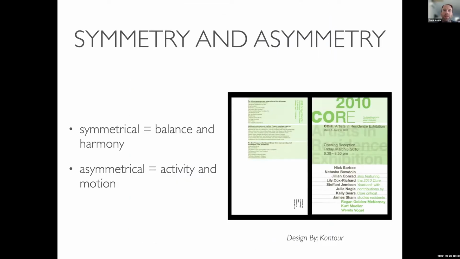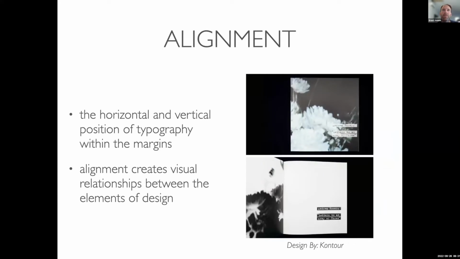Symmetry and asymmetry. Do we have a balance page to page? This works more in a book format. Or is it asymmetrical? Is there the chaos or the activity or the motion on one page that might invite us to be more interested in it? So alignment. This is the horizontal and vertical position of the typography within the margins on the page. And the alignment helps to create those visual relationships between the content that's on the page. Maybe it's all text, maybe it's text and images. How do we set that up? How do we align those on the particular page?